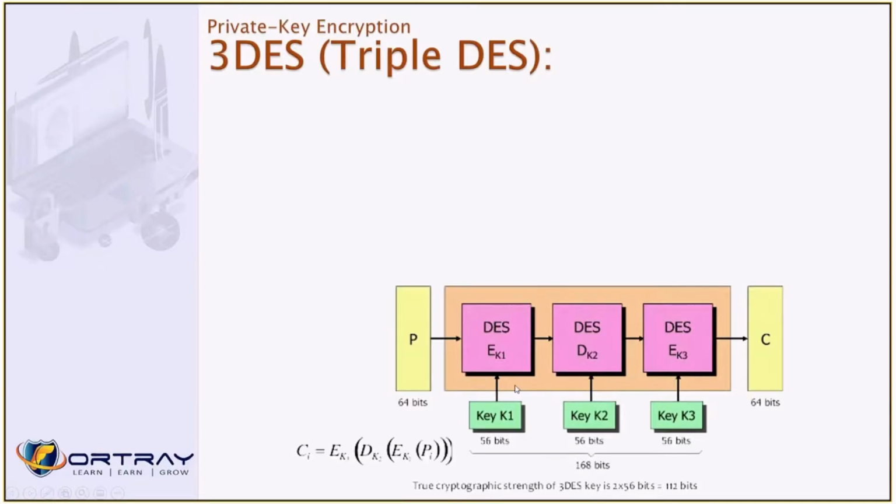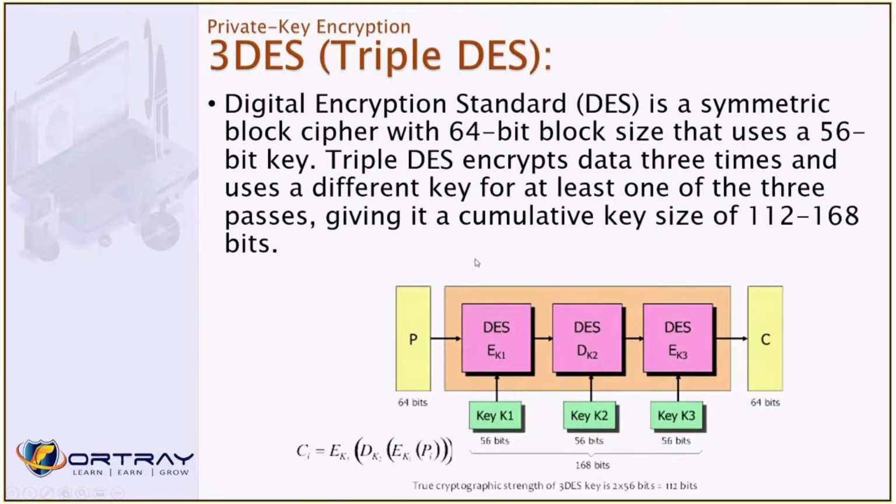If you want to decrypt that, some mechanisms are available, and they can actually decrypt it. I think 56 bits is almost gone, which is DES. Mostly companies have stopped using DES now because it was hacked, it was decrypted in the past. DES is a symmetric block cipher with a 64-bit block size that uses a 56-bit key. Triple DES encrypts the data 3 times and uses a different key for at least one of the 3 passes, giving it a cumulative key size of 168 bits.